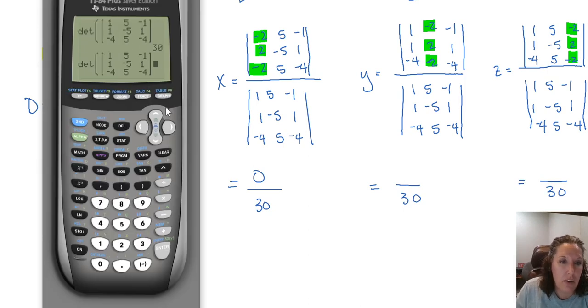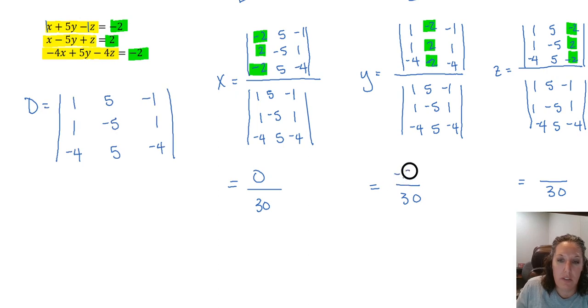And then with the second enter, we can go in and change the y coordinates. So we've got -2, 2, and -2. So this is going to be the numerator on the y. That is -12.